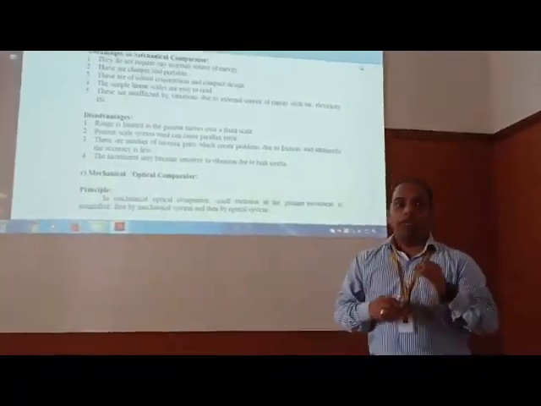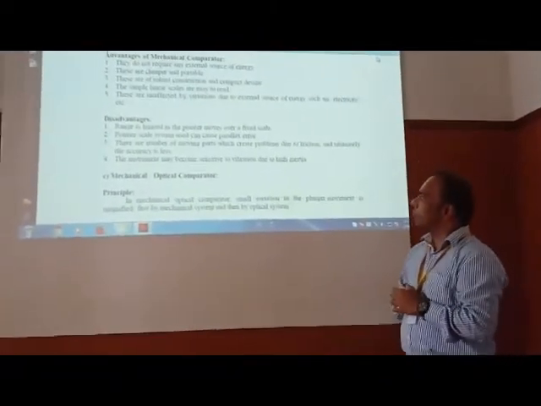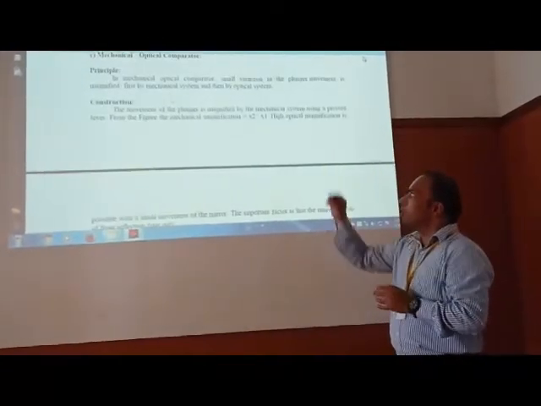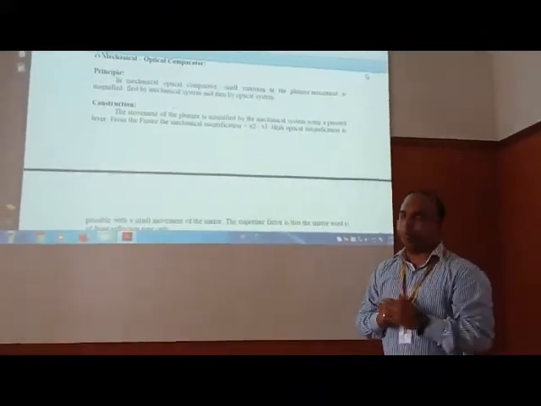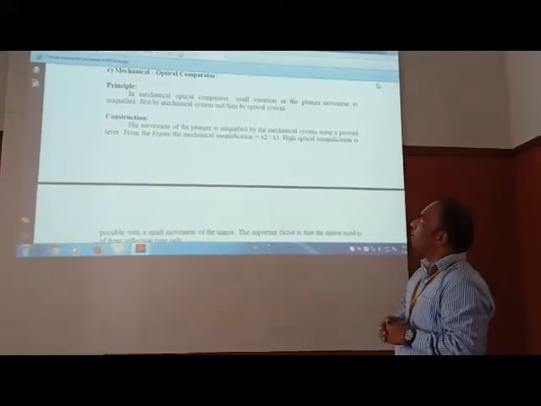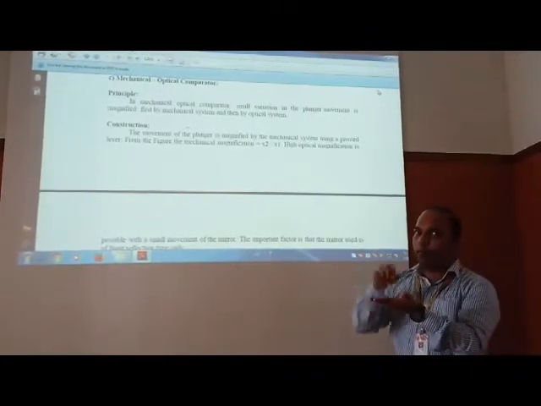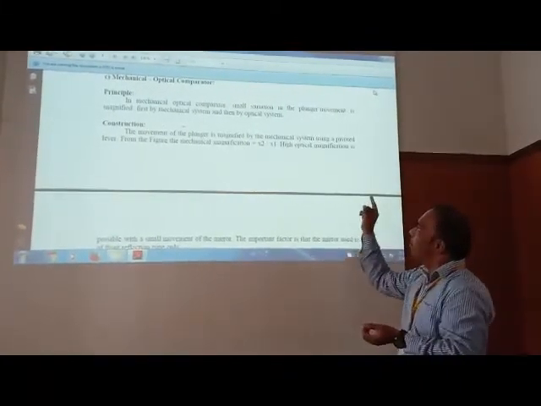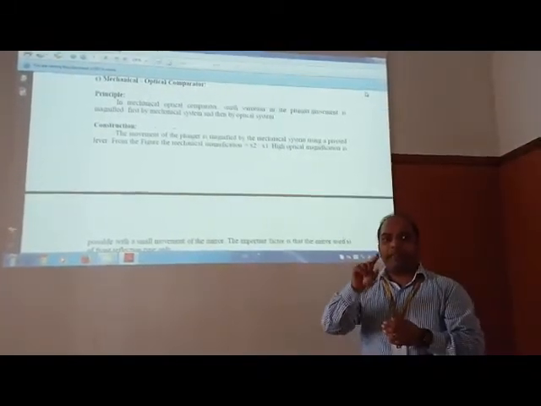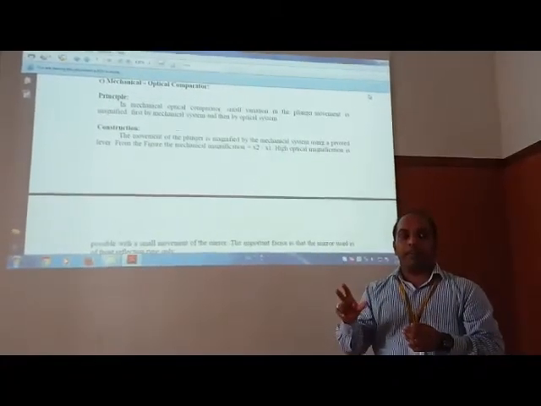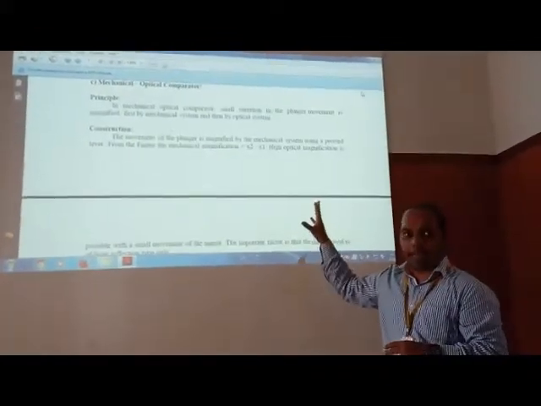We are going to the next category of comparator, that is mechanical optical comparators. Let us first understand the principle of the mechanical optical comparator. In the mechanical optical comparator, a small variation in the plunger, that is the movement of the plunger in the y direction, will be magnified first by a mechanical system, and the mechanical system will give more magnification towards the optical system. Construction we can see from the diagram itself.